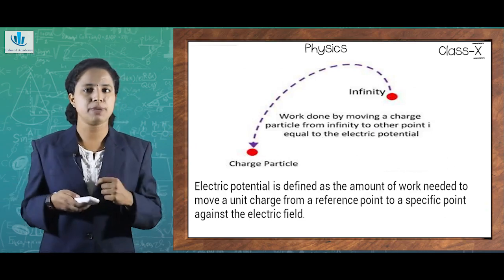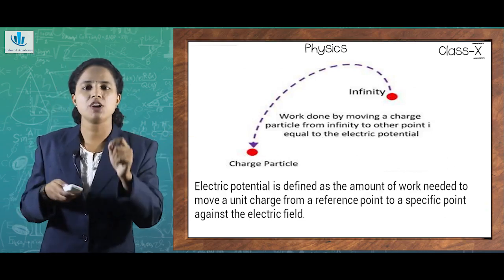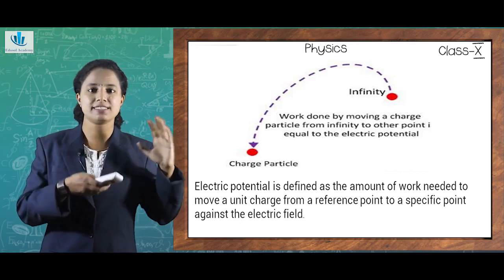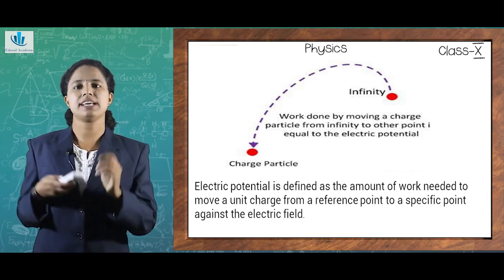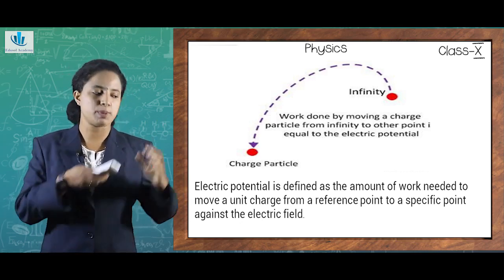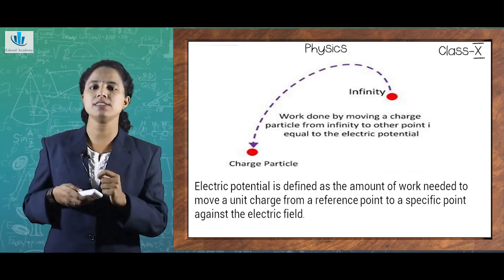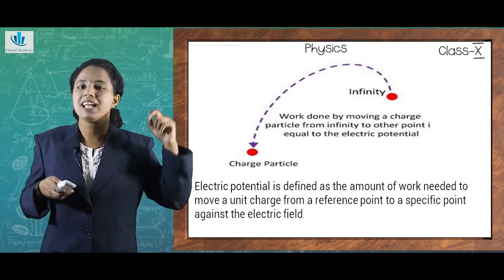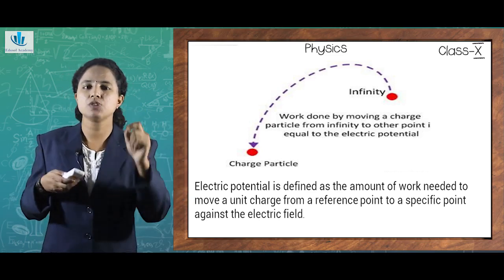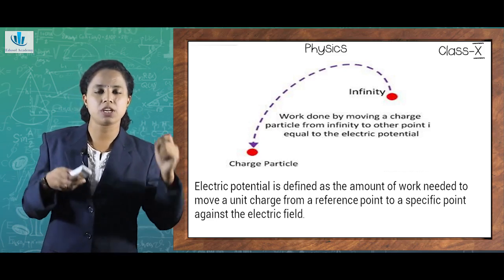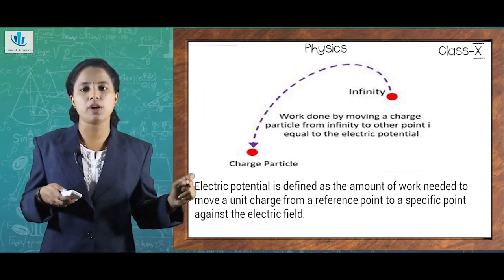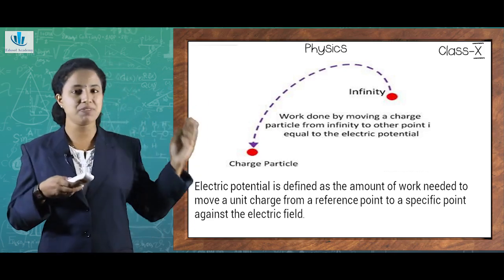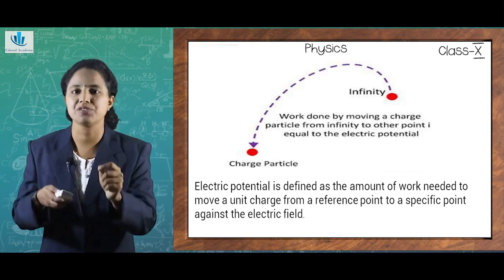So from this picture you will be able to understand. We have already said what we mean by electric potential, isn't it? Electric potential can be defined in a separate manner as the amount of work that is needed to move a unit charge from a reference point to a specific point against the electric field. That is, if I consider infinity as my reference point, and I bring that charge from infinity to a specific point, the work done in moving the charge from infinity to that point is the electric potential.